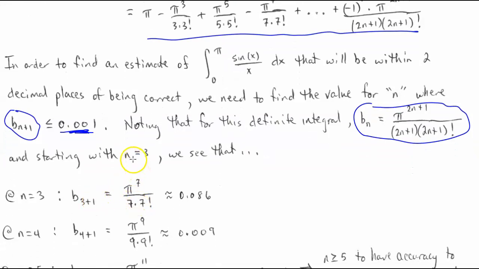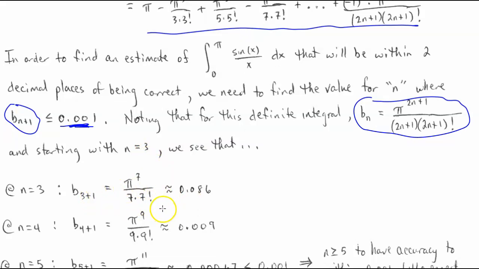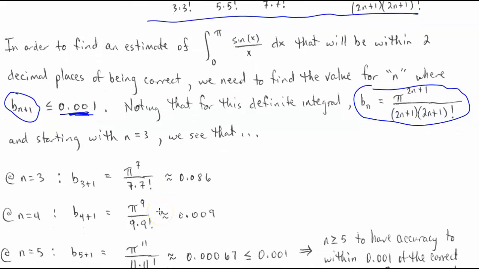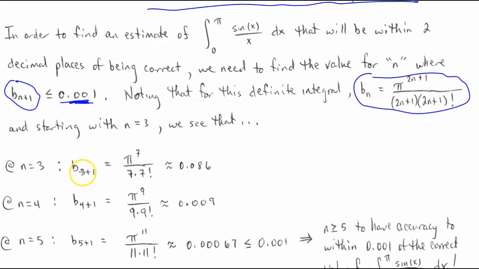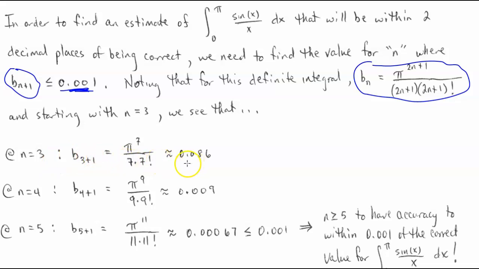So we're going to start with n equals 3 here, just to kind of give us a head start. We could have done n equals 1 and n equals 2 if we wanted, even n equals 0, but we kind of knew that, hey, we're going to need at least 3 terms here. So we see here at the third term, plug it in, we get 0.086. We plug in 4, we get 0.009. We're almost there. N equals 5.